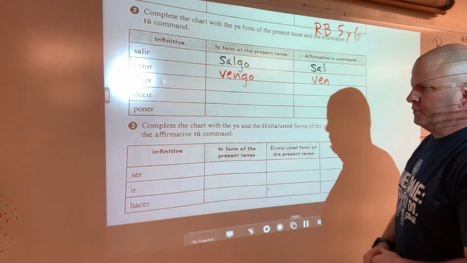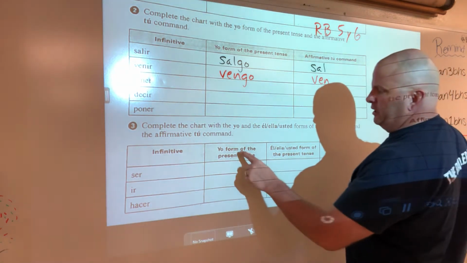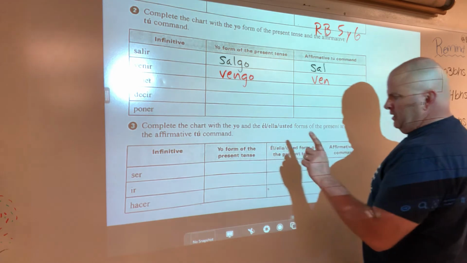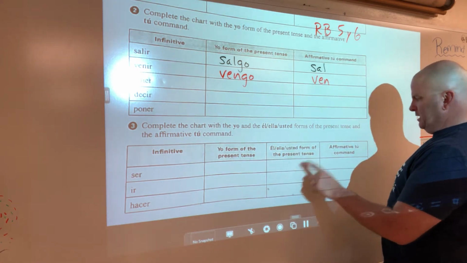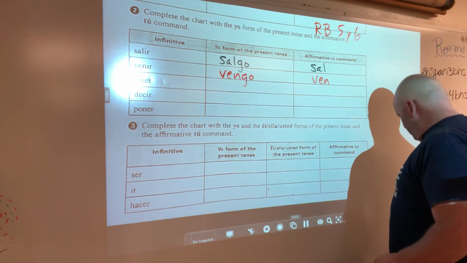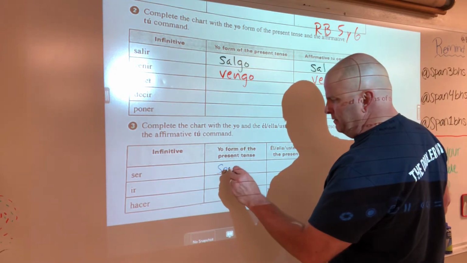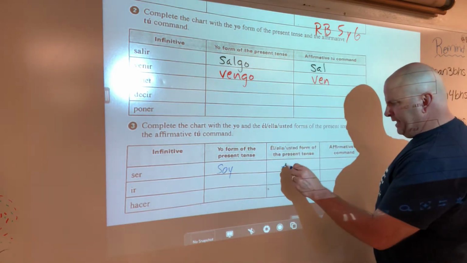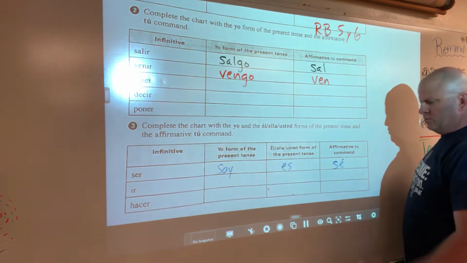And down here, they even got more creative, where they want you to write the yo form in the present tense, the él, ella, or usted form in the present tense, and then the affirmative 2 command, which they're all 3 different. So I'm not quite sure what they're doing here. So yo form is soy, él or ella is es, and the affirmative 2 command is sé, with an accent.